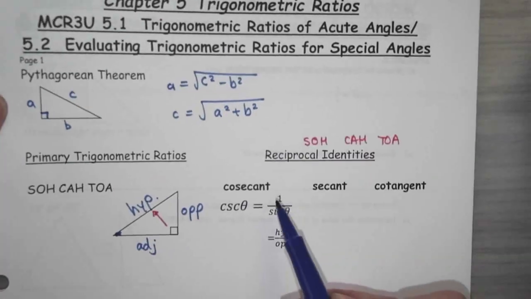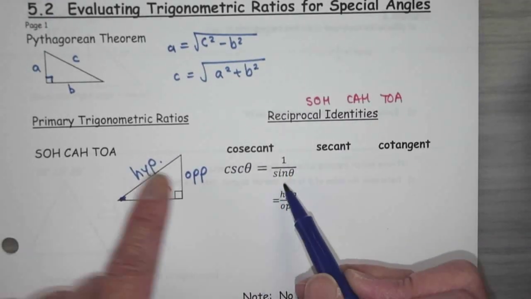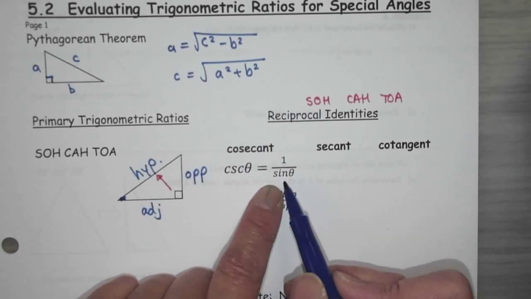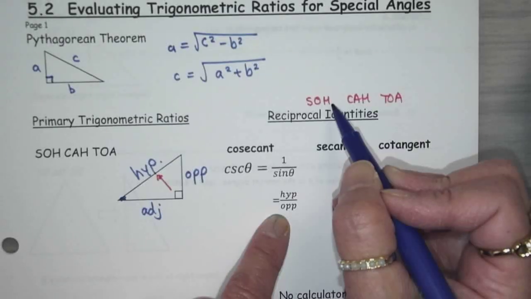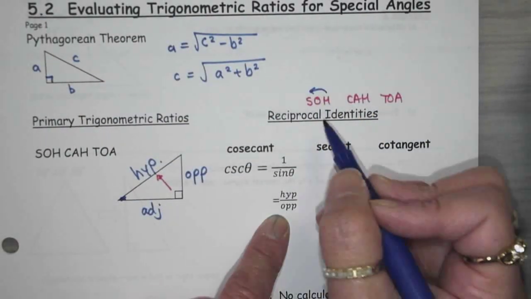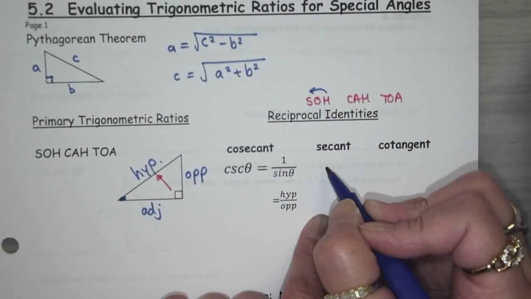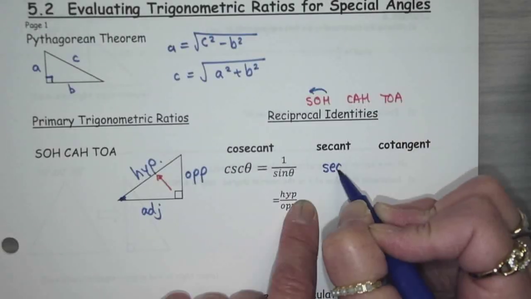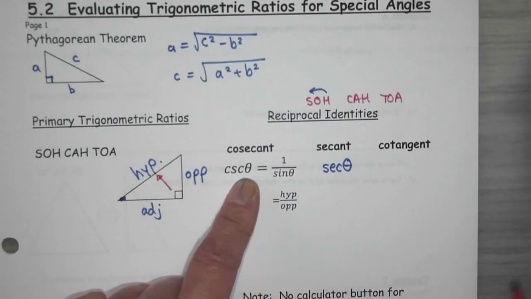So cosecant is actually the reciprocal of sine, right? So then that means instead of O over H, it's H over O. It's backwards. For secant, the short form for secant is this. Oh, this is a new symbol. I don't think we use this a lot in grade 10.